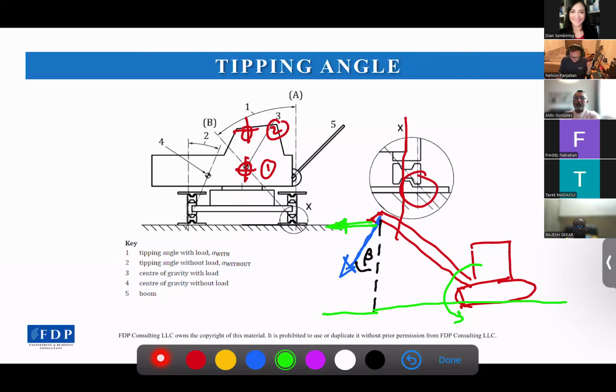So let's say the original COG is here, but because there is an additional horizontal force here, this COG will move higher to this position, and it will cause the tipping angle to become lesser than the original. So that's why it's not allowed to have a tilting angle on the part line during lifting.